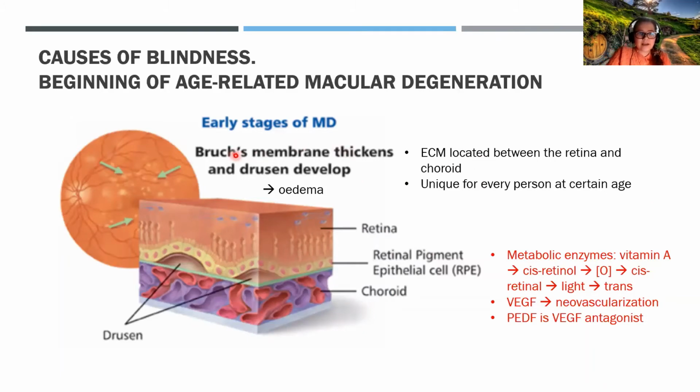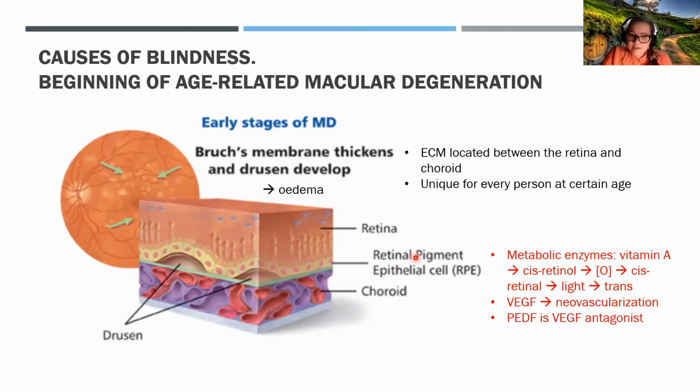So that Bruch's membrane thickens in the beginning of this disease, when drusen develop, and this leads to edema and bleeding, as I mentioned. So Bruch's membrane is a very, very important membrane in the eye. It is located between retina and choroid. You see here is retina with its photoreceptors. Here is that epithelium layer. Here is the green one, the Bruch's membrane, and here you see choroid. And you see how drusen make the membrane distorted. They're really, really bad things.